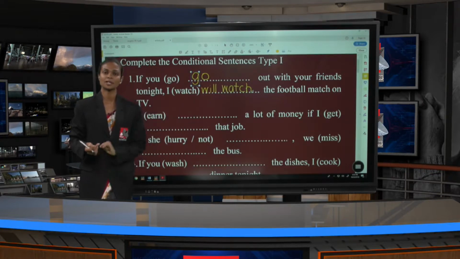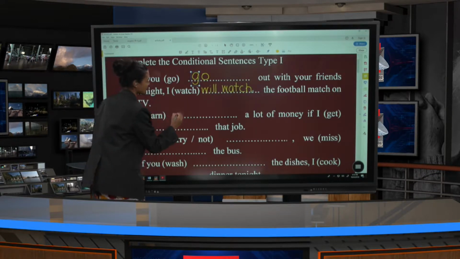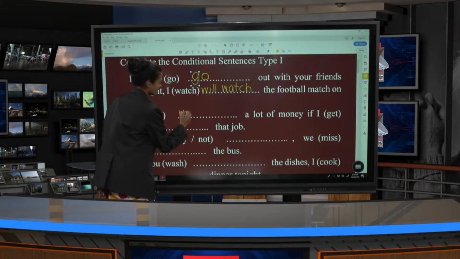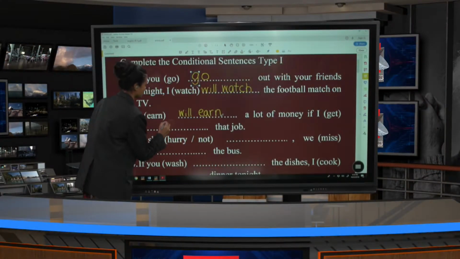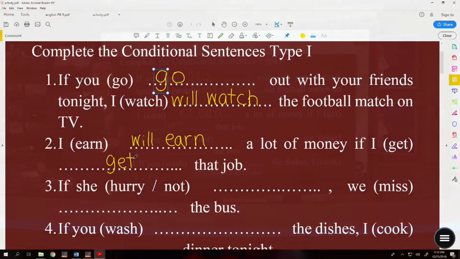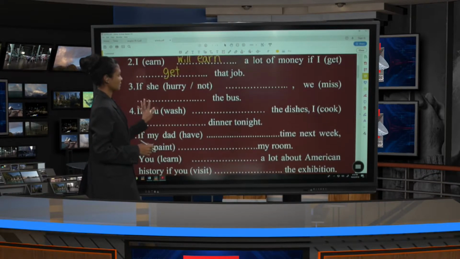Then how do we construct a main clause? Using simple future. Then here I will earn. The answer should be I will earn a lot of money. What is the condition? If I get that job. මට අර job එක හම්බ වුණොත්. Get that job. Then third one.